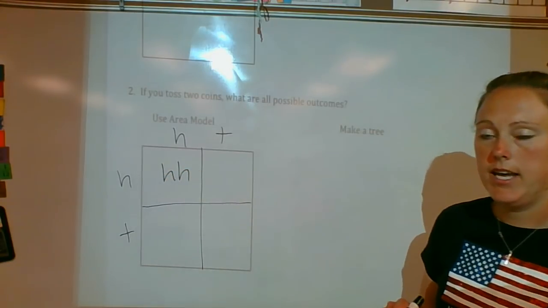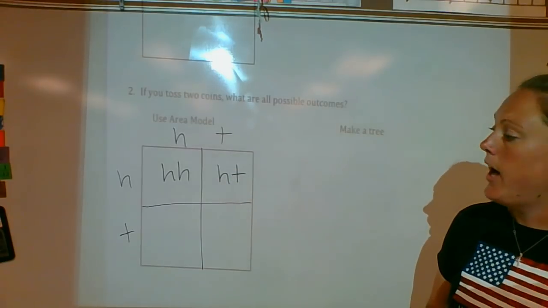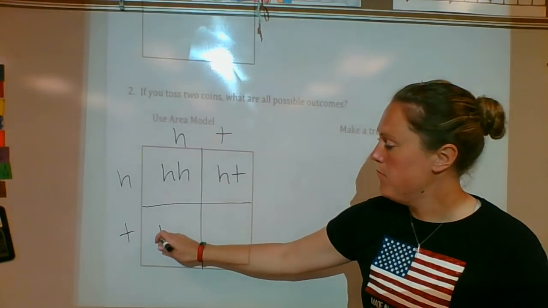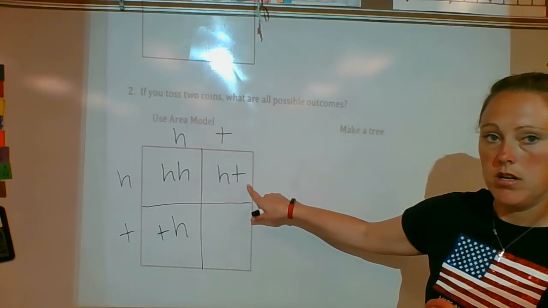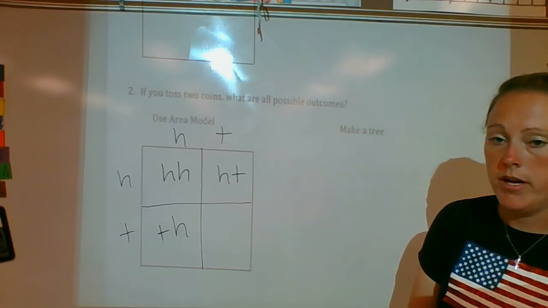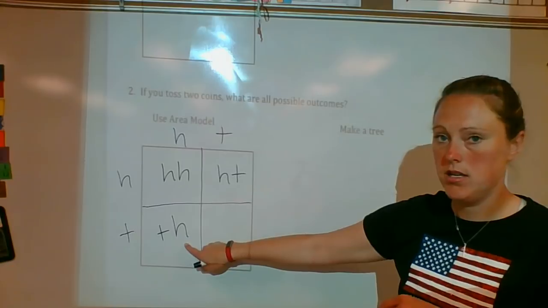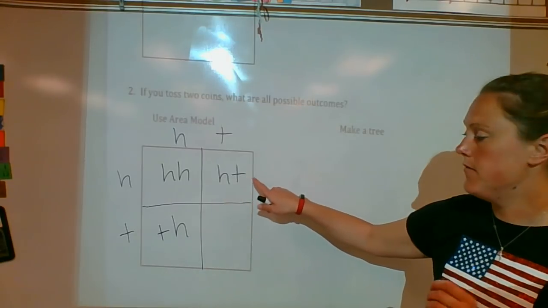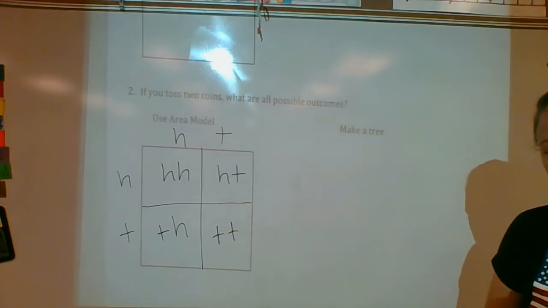I could get a heads the first time and a tails the second time. I could get a tails the first time and then a heads. That is a different event than that one, because even though it's the same coin, I am doing it two different times. So getting a tails first and then a heads is separate from getting a heads first and then a tails. And then I could also get a tails and then a tails.